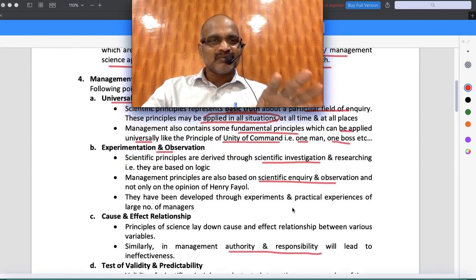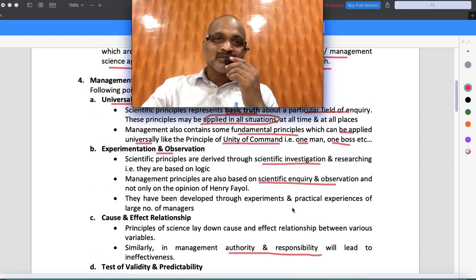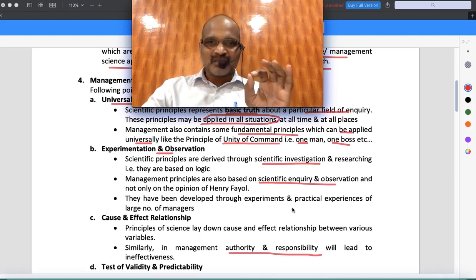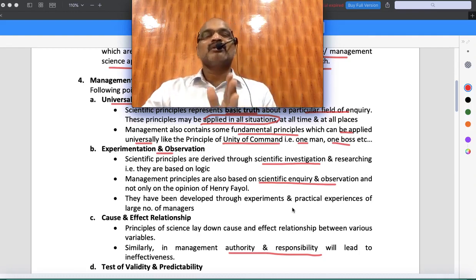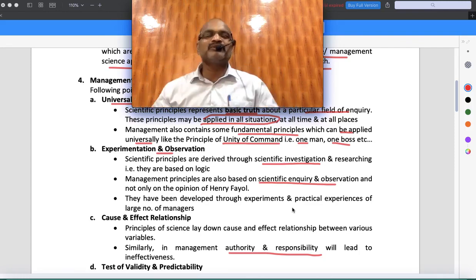So taking these four features into consideration, we can say management is not a pure science though, but management has certain principles which actually reflect like a science. So therefore management is partly science. That is how you have to conclude.